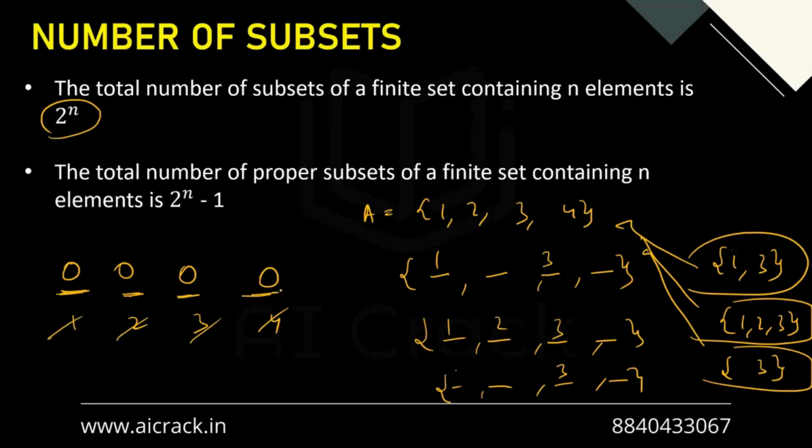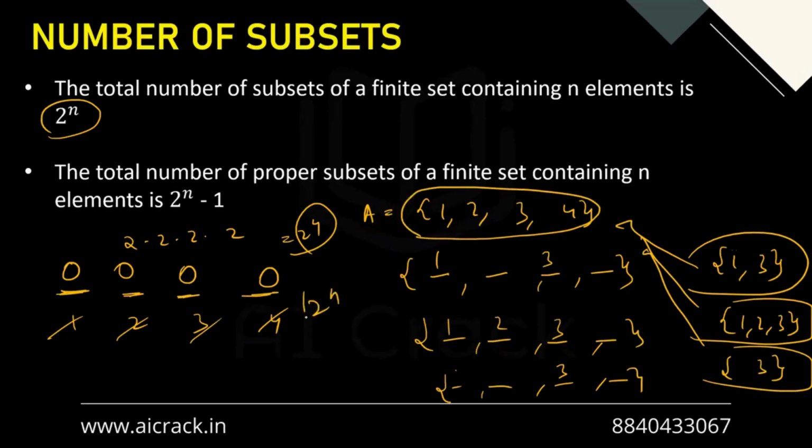So if every blank has two choices, by the basics of counting, we have 2 times 2 times 2 times 2, that is 2 raised power 4. And how many elements are there in this particular set? We have 4. So 2 raised power n, for a set having n elements, the total number of subsets is 2 raised power n. How? With the help of basics of counting and giving choices for each blank, right?